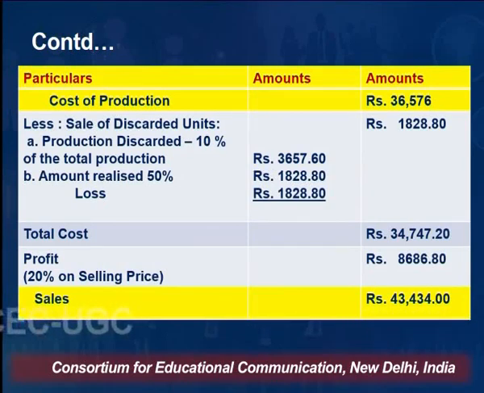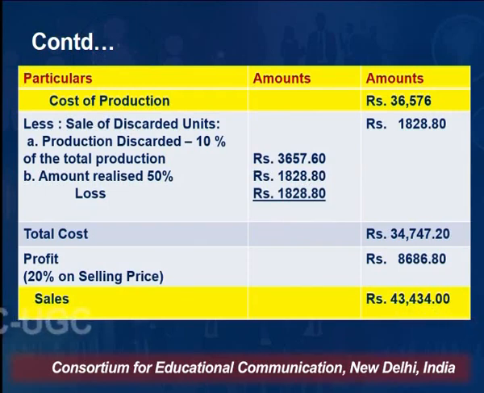It is 1,828.80. So we have to first understand the treatment of this. Since the question is reporting that out of this total sale of discarded units, you are going to receive 1828.80, that is going to be subtracted from the cost of production, and now I would report my total cost as 34,747.20.